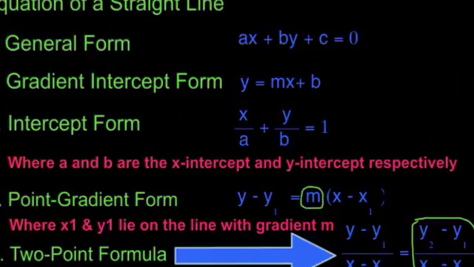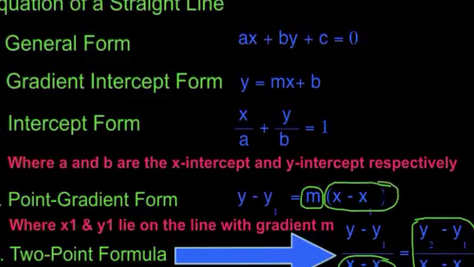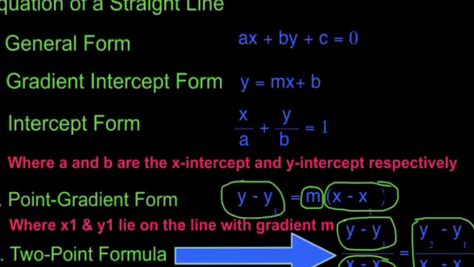And the denominator on the left-hand side is actually what's in the brackets on the right-hand side of the point-gradient form, and then the y - y1 was just what was on the left-hand side of the equal sign in the point-gradient form.